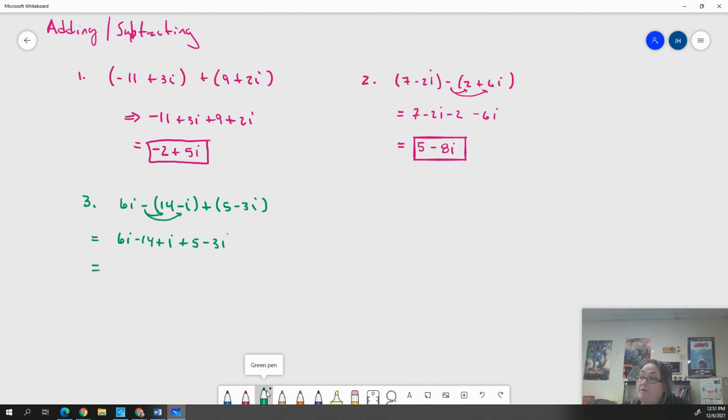And now we can combine our like terms. We do our real numbers. Minus 14 plus 5 is negative 9. And then we're going to combine our i's. We have 6i plus i, well, that's 7i. Minus 3i is 4i.